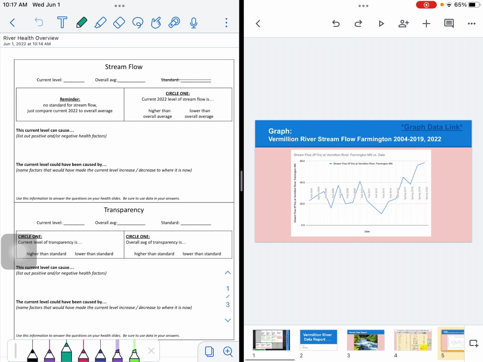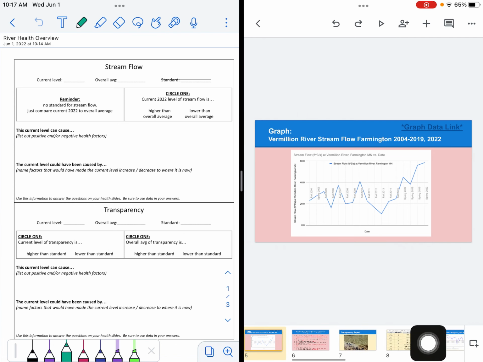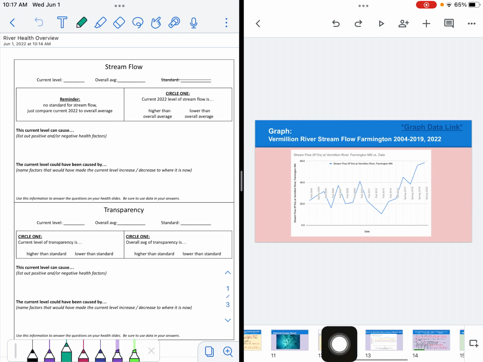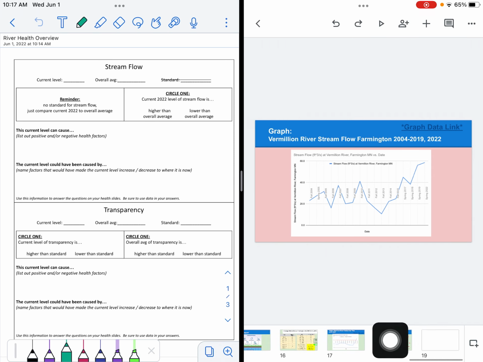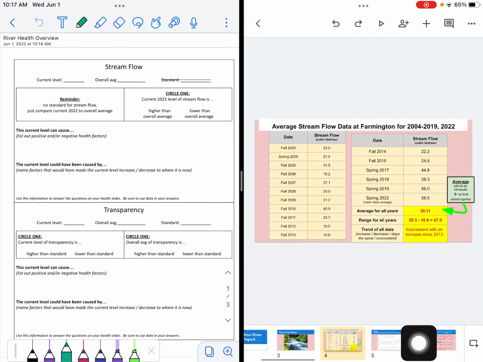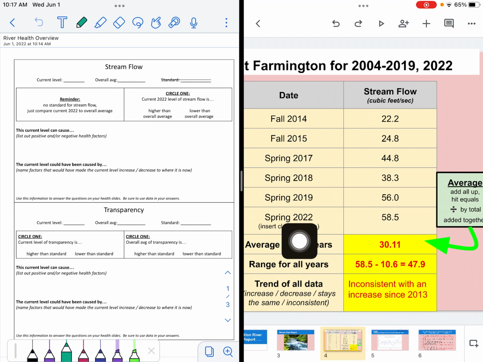So looking at the Google Slides, the slides are separated out into 4 parts. We got the pink section here is stream flow, yellow, transparency, purple, oxygen, and green, nitrates. So we're going to do the stream flow section together, going back and forth between the data and the graph. So we're looking at current level. Current level is what we got for this year, all the classes compiled together.